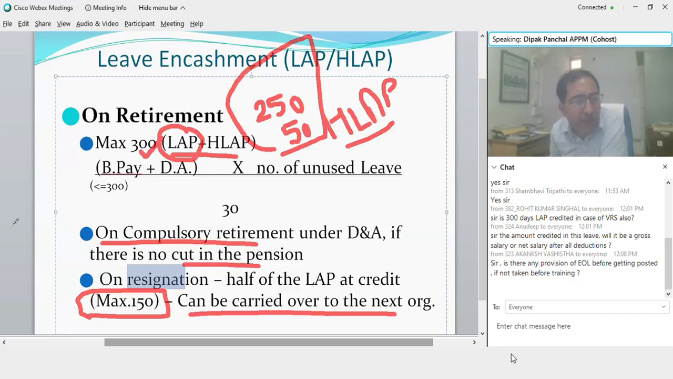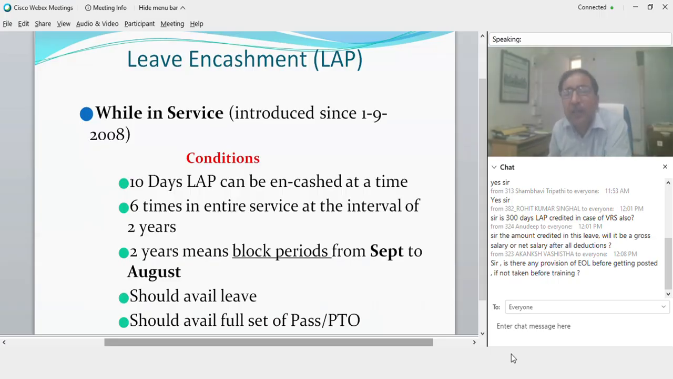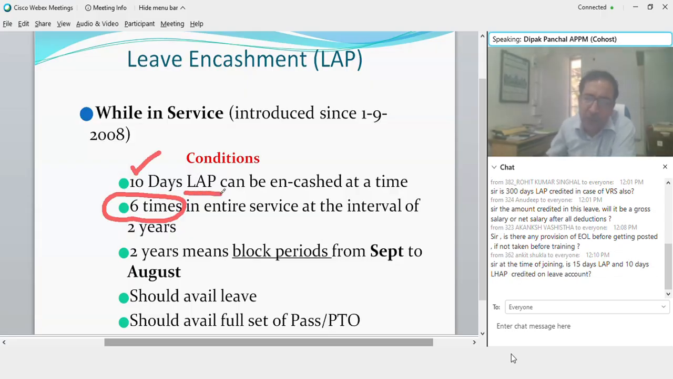All the leave encashment at the time of retirement is tax free. Now, apart from these 300 days of LAP encashment, there is one more benefit associated with LAP encashment. Here, whatever I am going to discuss is about LAP encashment only, during the service. This benefit has been added since the 6th pay commission, that an employee can avail 6 times LAP encashment, each time 10 days of LAP. That is 1/3 of the basic pay and the DA.